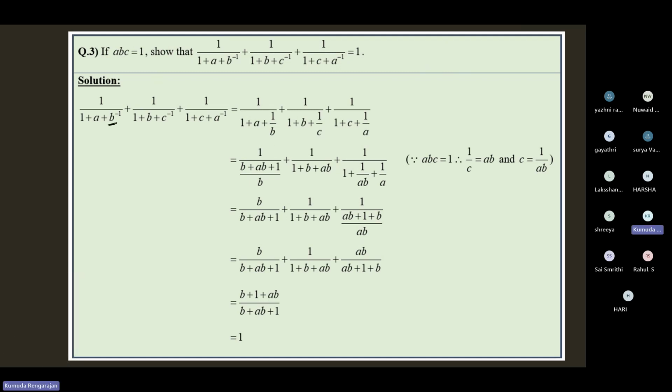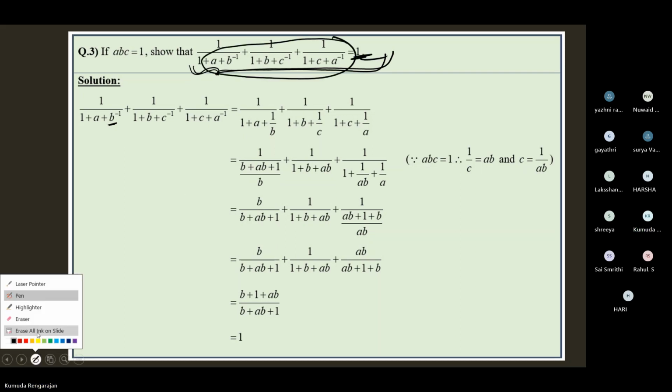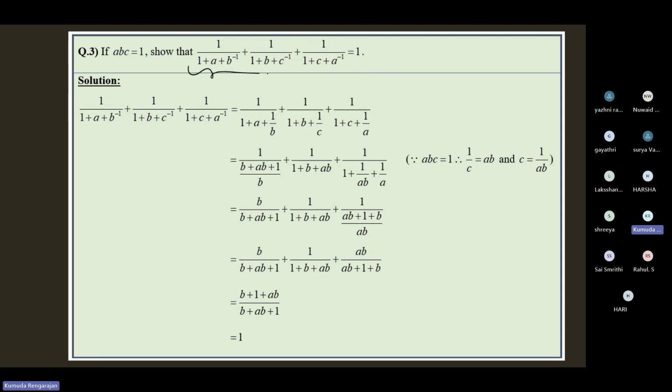So we know that B to the power... Again here, this looks like an equation, but this is not given to be true. You have to prove that this one is equal to 1. So you'll have to work only with this expression, and show that the value of this expression is equal to 1.